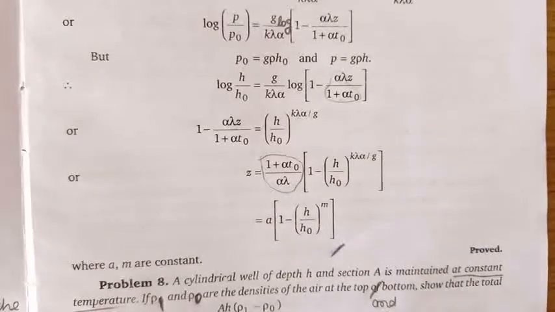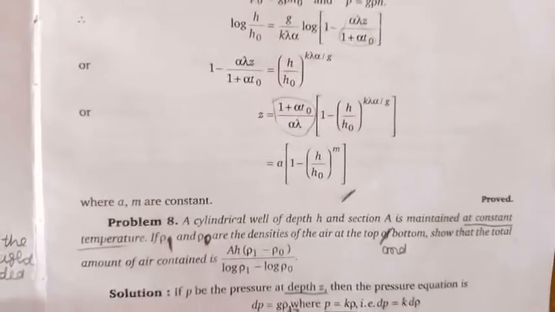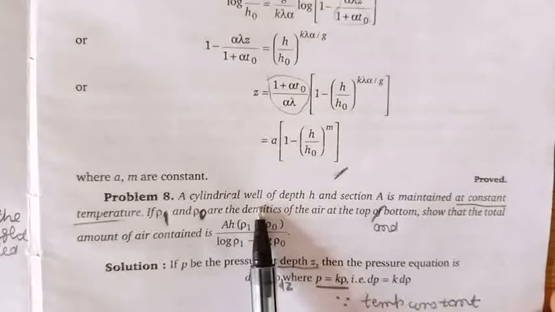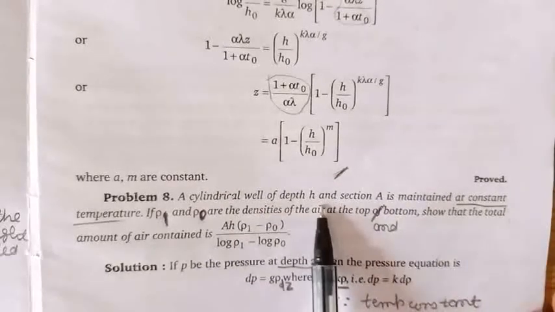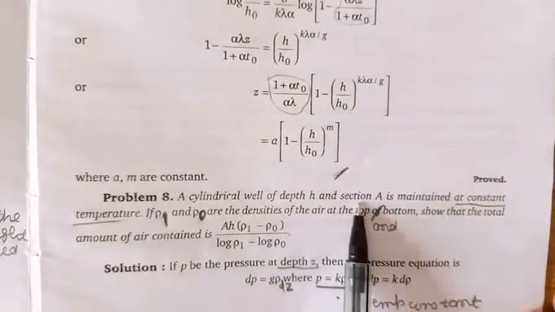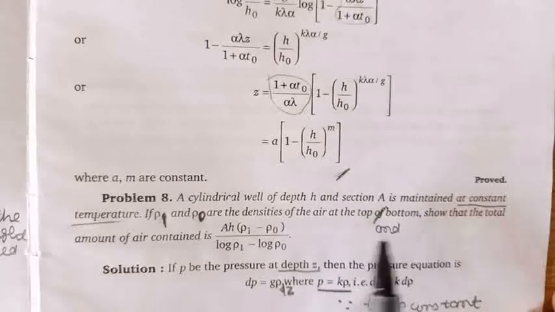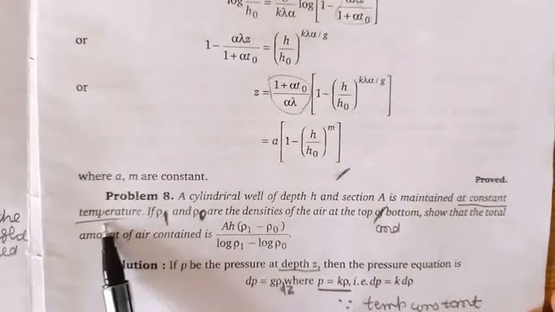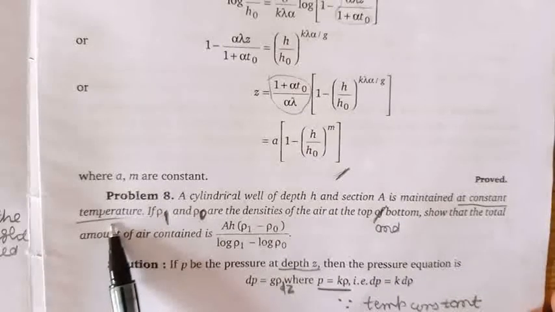Now, our next problem is: a cylindrical well of depth H and cross-sectional area A is maintained at constant temperature. Temperature is constant, so you can apply Boyle's law, which is given by P is equal to K into rho. P is pressure and rho is the density of the gas.